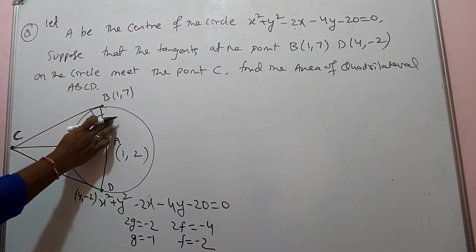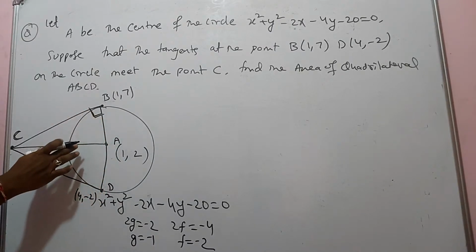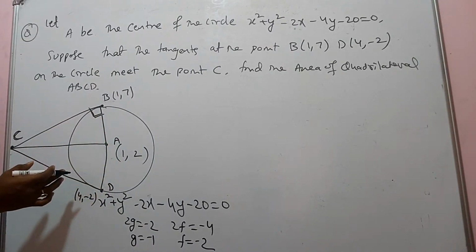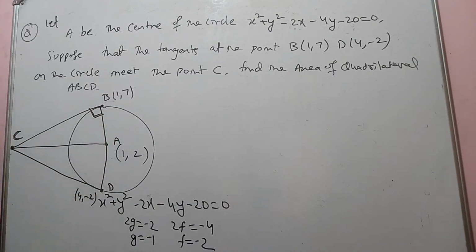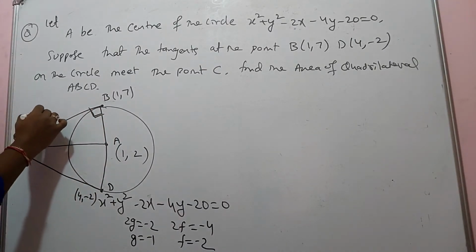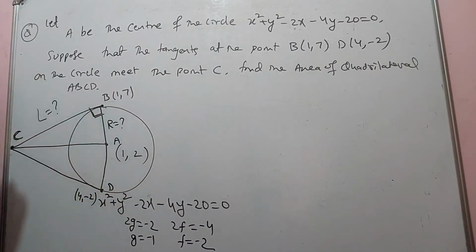It means you need to know the radius, because it's a right angle triangle, and I can use half into base into height. So what is required here? I require the length of the tangent, and I require the length of the radius.